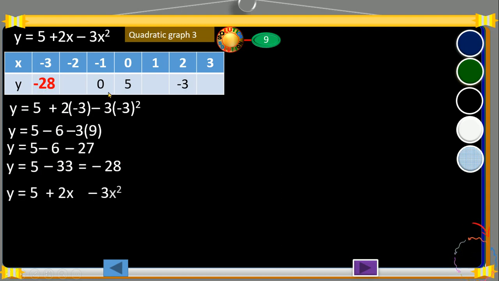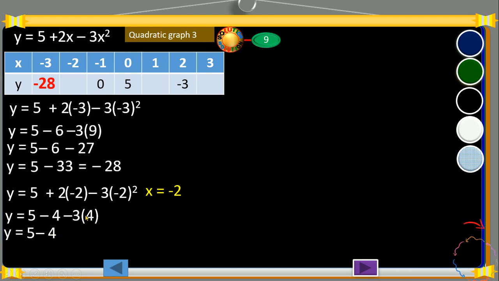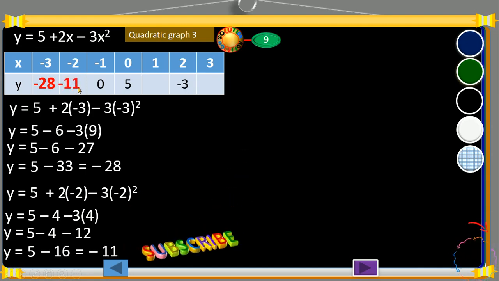We do the same thing for when x is equal to minus 2. We replace this with minus 2, and we replace this with minus 2 squared. On simplification, this will be 5, and this will give us minus 4. This will give us 3 times 4. Then on simplification again, we have 5 minus 4, and this gives us minus 12. That gives 5 minus 16, which is equal to minus 11.